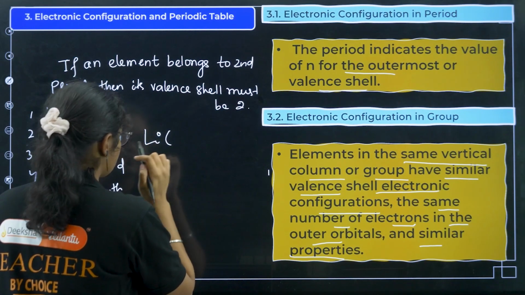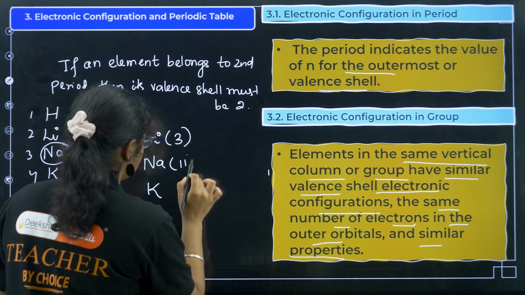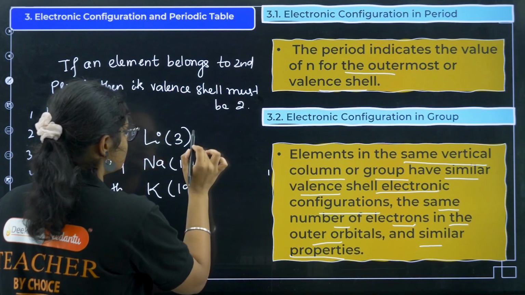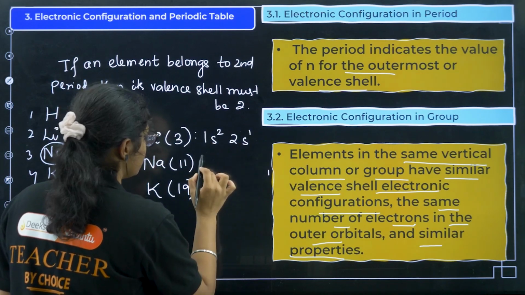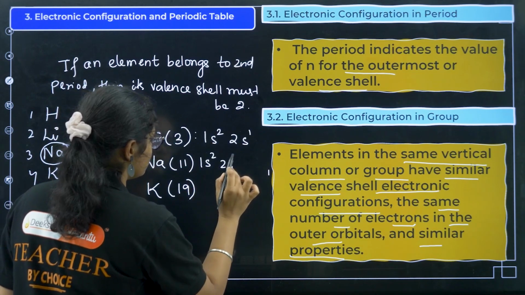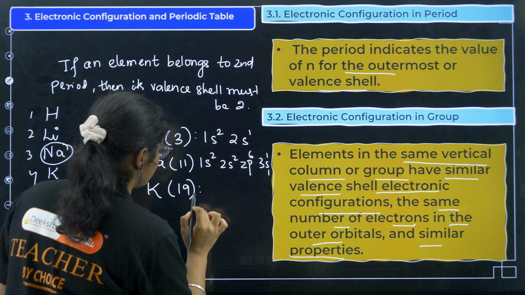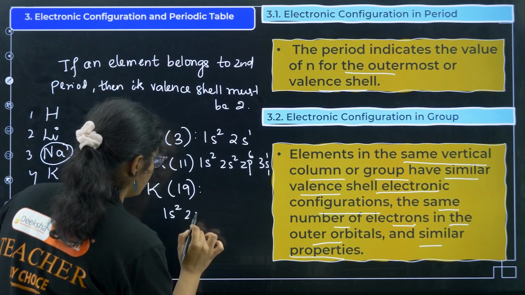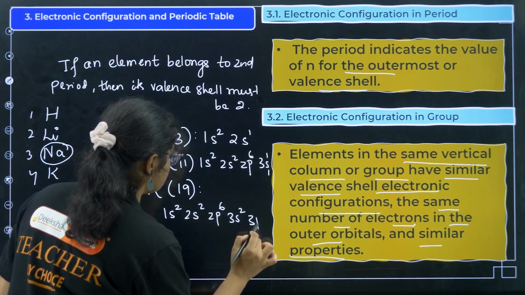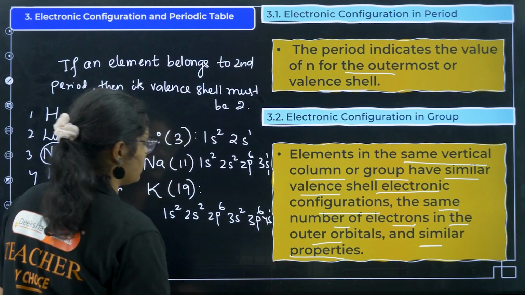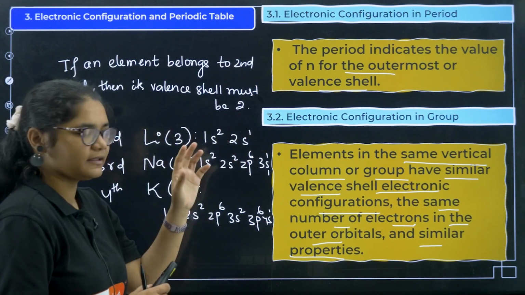Okay, so lithium has atomic number 3, this is 11 and this is 19. If I write the electronic configuration, here it is 1s2, 2s1, here it is 1s2, 2s2, 2p6, 3s1, and for potassium it is 1s2, 2s2, 2p6, 3s2, 3p6 and 4s1. So what you can see here, the first point, I think is very clear.